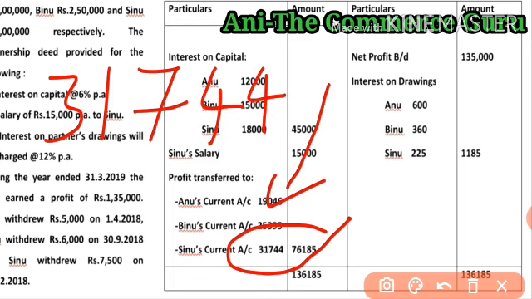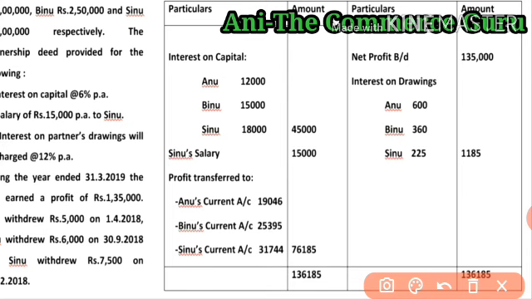So the 3 partners, we divided the divisible profit among them. The divisible profit was 76,185. We divided, and the profit transferred to Anu's current account is 19,046 rupees. Profit transferred to Binu's current account is 25,395, and profit transferred to Sinu's current account is 31,744. And this way you have to complete your appropriation account.